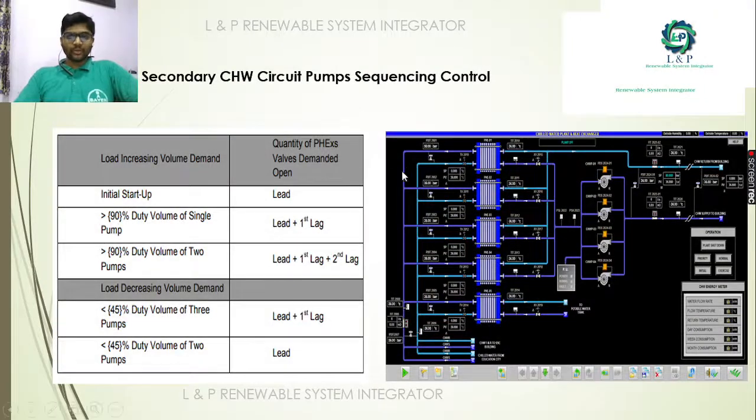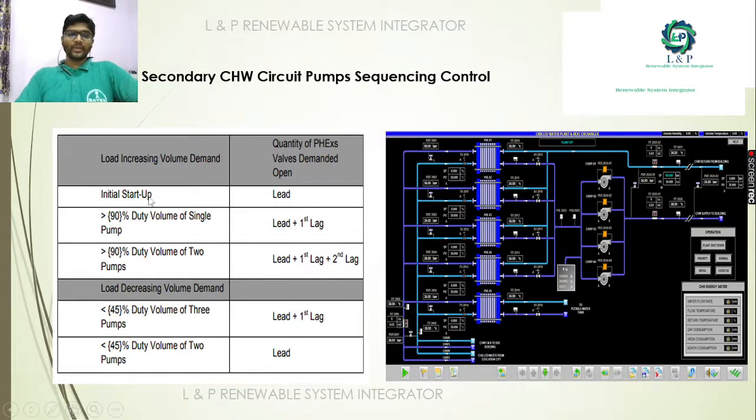So this is the sequence which is going to work. See here how the pumps will work. Let me explain clearly. In the initial startup, only the lead pump, the first pump, will work. We can also schedule this: we can make the first pump a lag and the second pump the lead. It means we can change the duty cycles of these pumps.